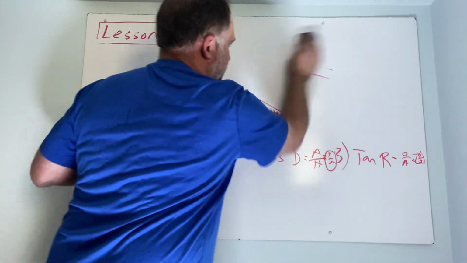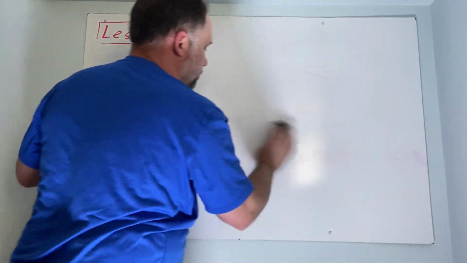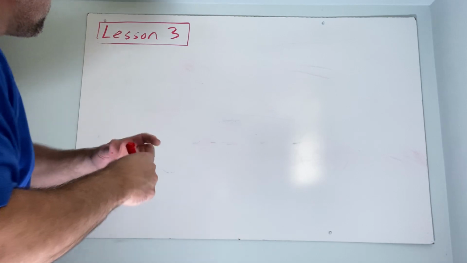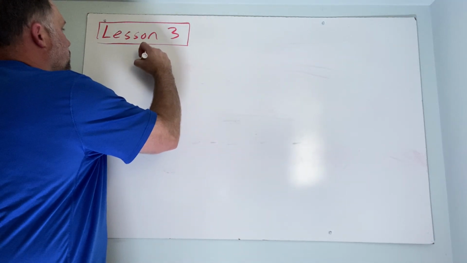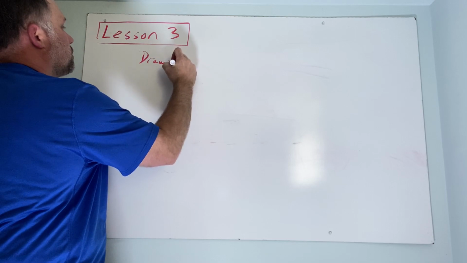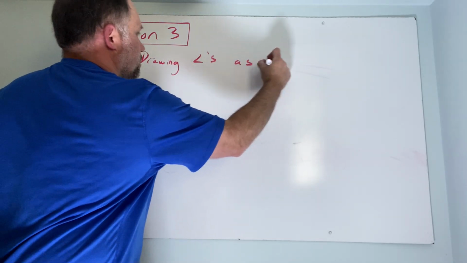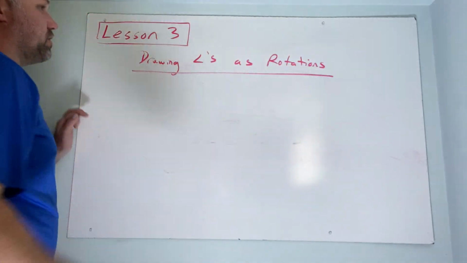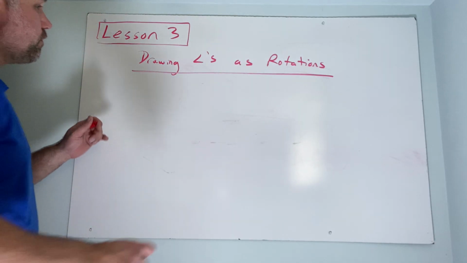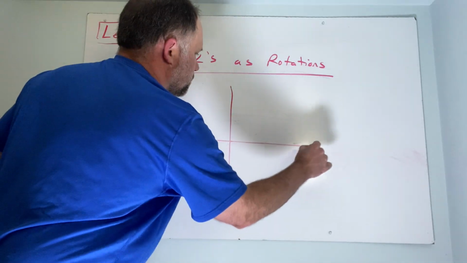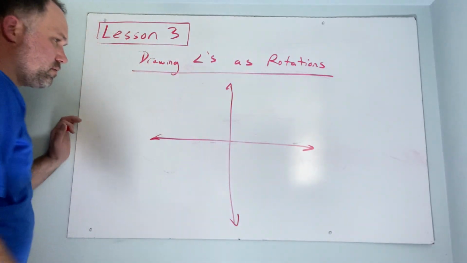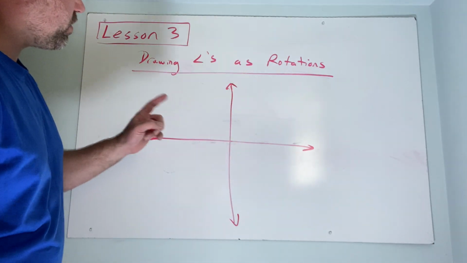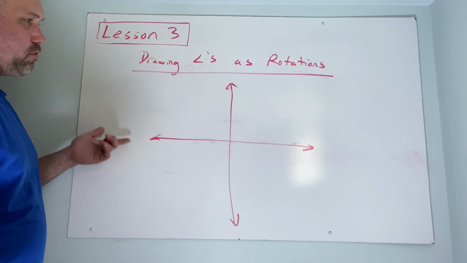All right, so today I'm going to talk to you about drawing angles as rotations. That's going to be the premise of today, so write that down here. Drawing angles as rotations. I'll teach you how to do that here real quick. So first, let's just draw an X and Y axis. You all should know that. You're used to that. So let me just quickly remind you about your quadrants.